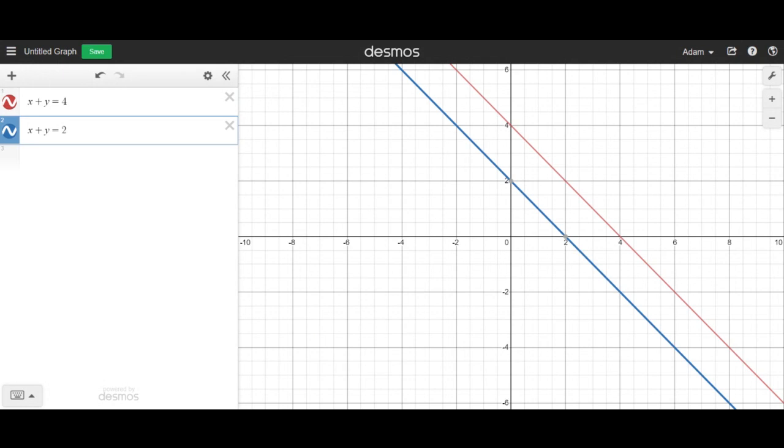So anyway, here you can see that the graphs are never going to intersect each other. That is, the lines never intersect, they're parallel. So what does that tell us? No points of intersection. Because of that, the system has no solutions. So graphically, we can see the system has no solutions.